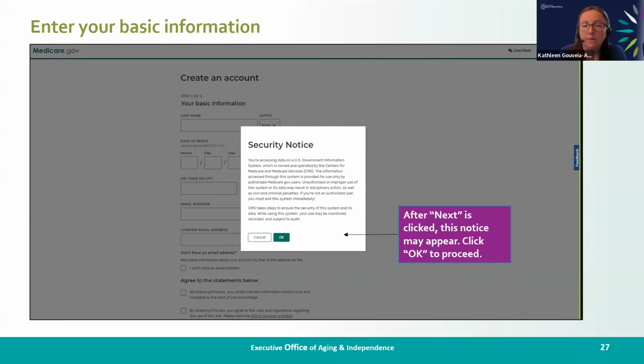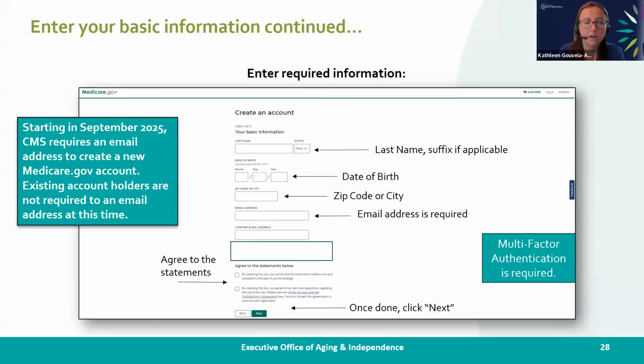Entering your basic information. On the next screen, you will receive a security notice. Once you have read this, select OK. Then you will continue with entering your basic information. Your basic information includes name, last name, date of birth, zip code, city or town. An email address is required, and the multi-factor authentication is required. Then you will need to agree to the statements. Once done, click Next.